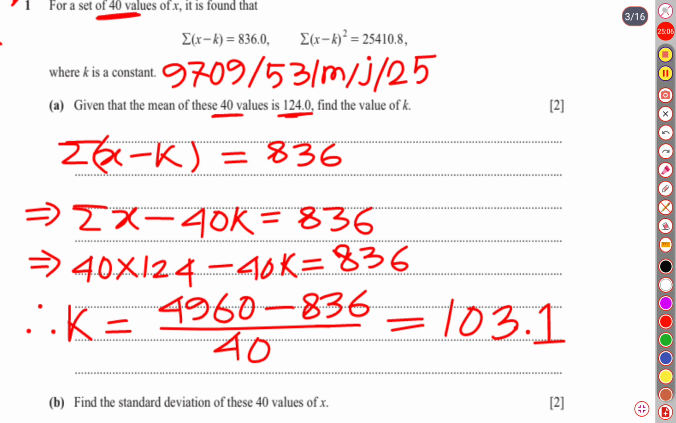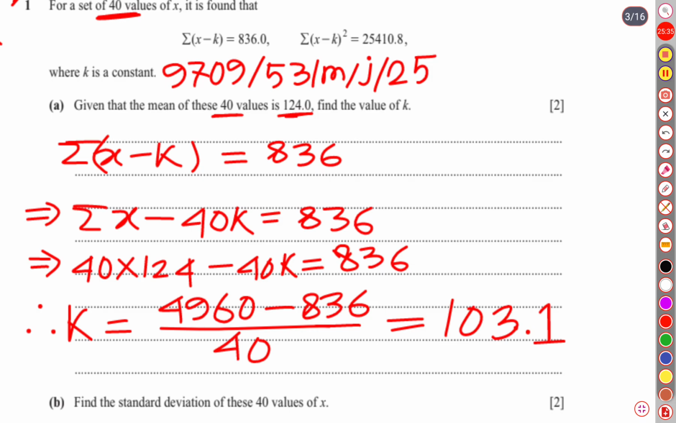So in coding data, remember the sum of (x minus k) means actually sum of x minus 40k. Sum of k means actually 40 times k, because the total number of data is 40, so it will be multiplied by 40. And sum of x means actually the total value, not the mean value. Remember, sum of x is not the mean value. This is the total value. That's why we have multiplied the mean value by the total number. Then let's see what B says.